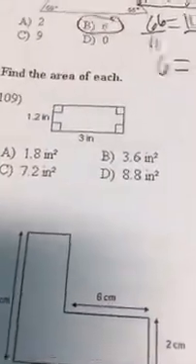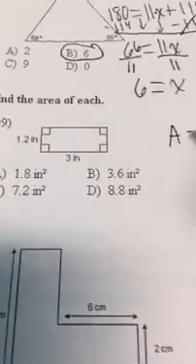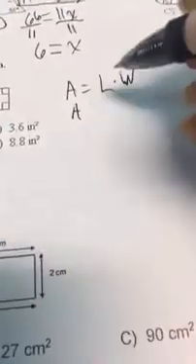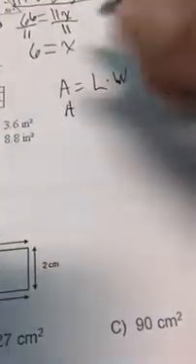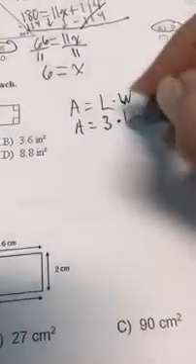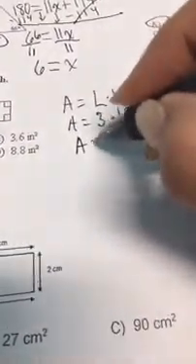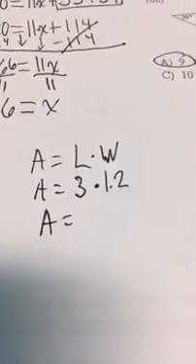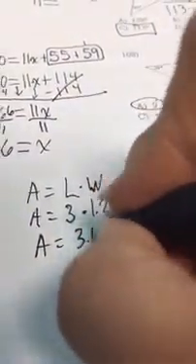Okay, finding the area of the rectangle is going to be a little bit faster. The area equals length times width. So we know our length is 3 and our width is 1.2. Multiply 3 times 1.2 and you'll have your answer. You should have gotten 3.6.